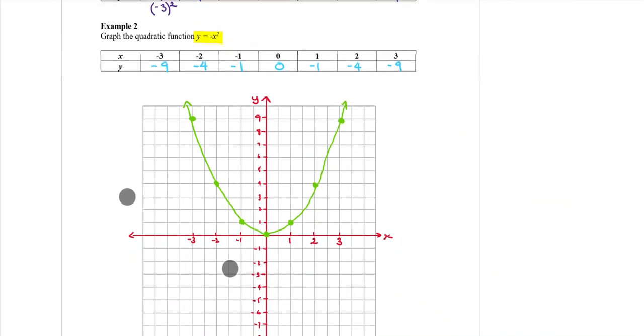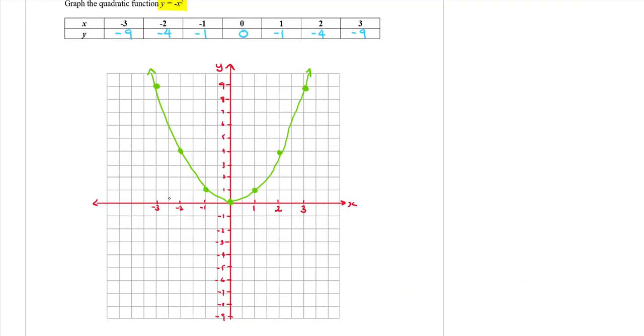Okay, so then drawing that on our Cartesian plane, at negative 3 we have negative 9, negative 2 is negative 4, negative 1 is negative 1, 0, 0, 1, negative 1, 2, negative 4, and 3, negative 9. And joining from the vertex, we call it, of the parabola, the top part of the parabola, and sloping down on the left and the right hand side of that. Okay, so what the minus sign in front of the x squared did was reflect the graph over the x-axis. It still had the same shape, but it reflected it over.